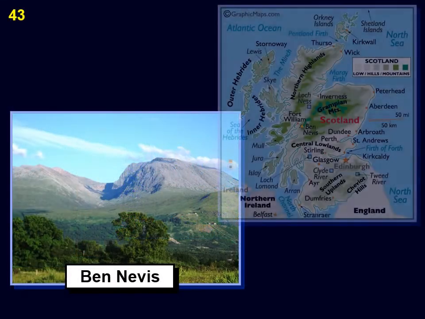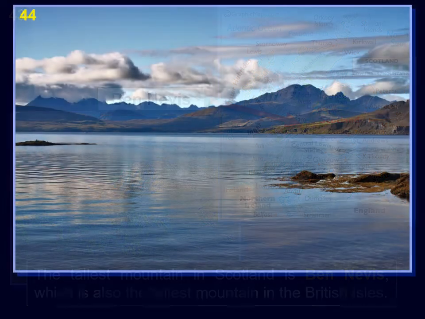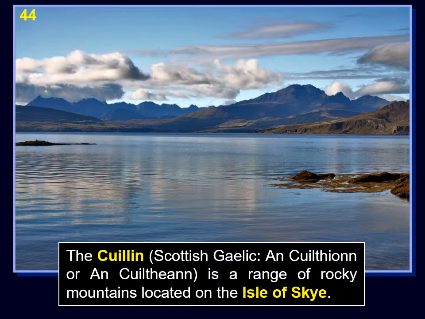The tallest mountain in Scotland is Ben Nevis, which is also the tallest mountain in the British Isles. The Cuillin, in Scottish Gaelic An Cuilthionn, is a range of rocky mountains located on the Isle of Skye.